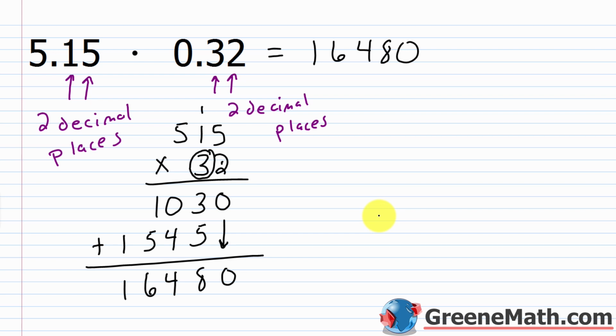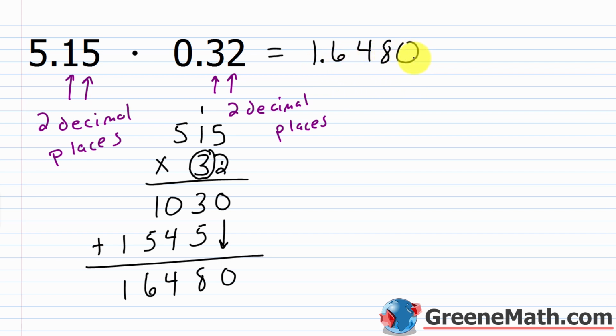Now when we don't have a visible decimal point, like in a whole number like we have here, we can always write one at the very end of the number, at the very right part of the number. And now I'm free to move my decimal point 4 places to the left. So I'm going to go 1, 2, 3, 4 places to the left. My decimal point is going to go right there. And we have an answer that's 1.6480.